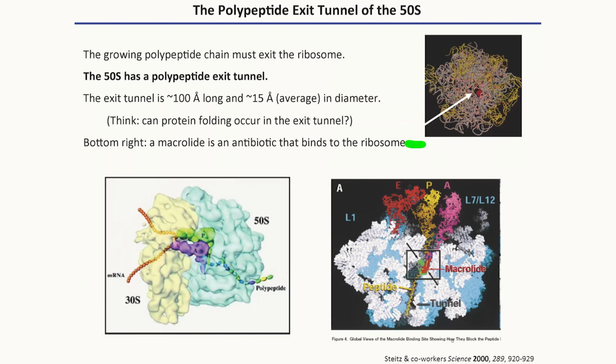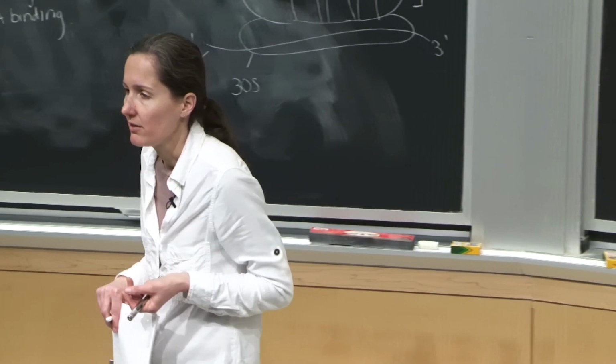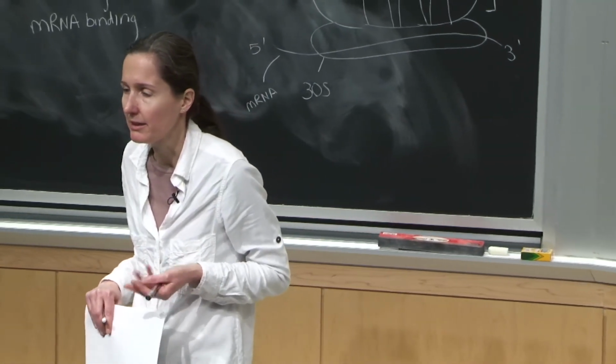If we look at this view, a top or bottom view, what we see is that there's a hole here. And that hole is this exit tunnel. This is just another view of the same thing rotated. And a macrolide is a type of antibiotic that can bind in the region and is thought to block exit of the polypeptide. So there's some features about this exit tunnel that are interesting and that we need to consider.